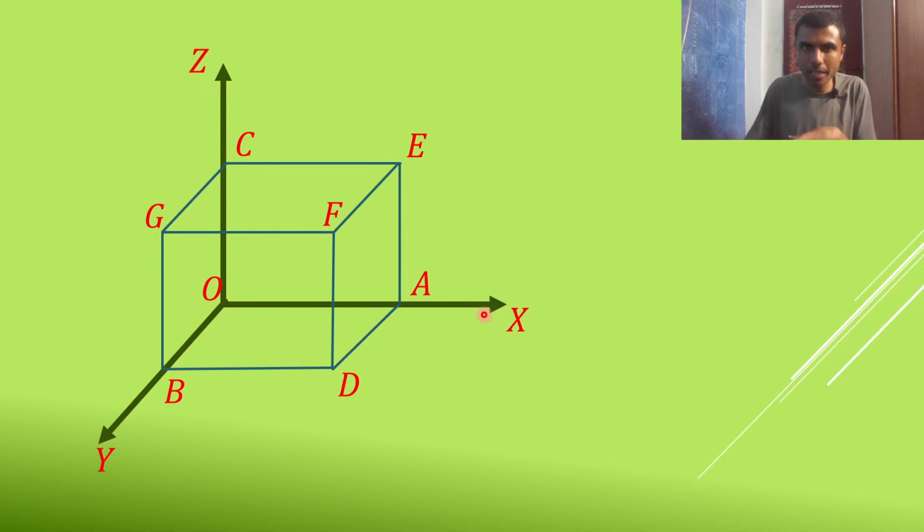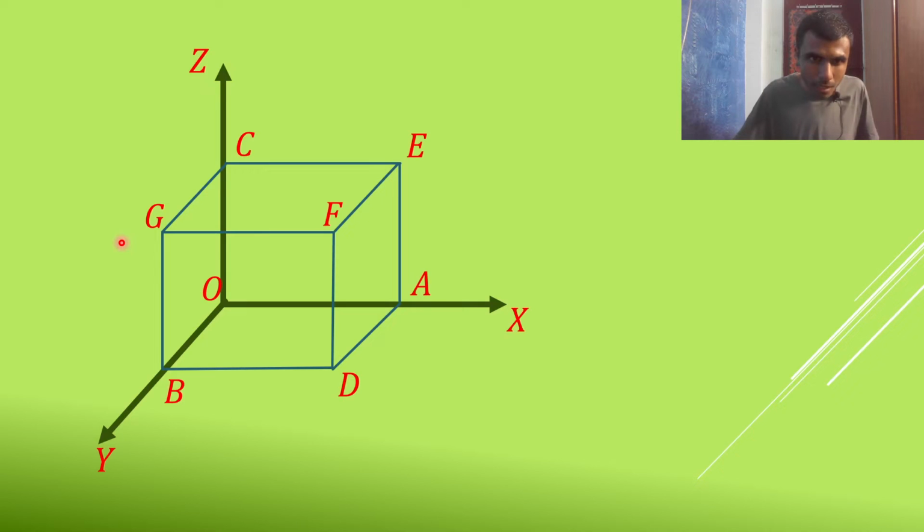So A is on x-axis, B is on y-axis, C is on z-axis, and D is in xy plane, and E is in xz plane. F is somewhere here. It's a point in space, and G is in yz plane. If you can imagine it, it would be great.